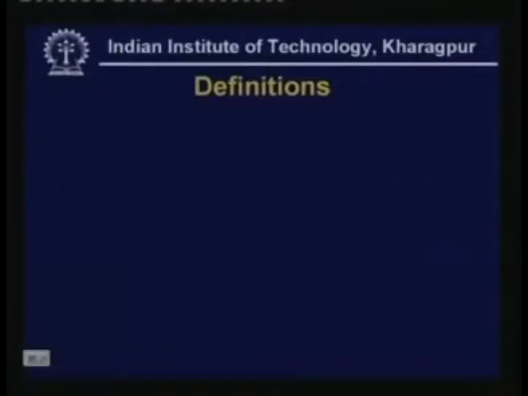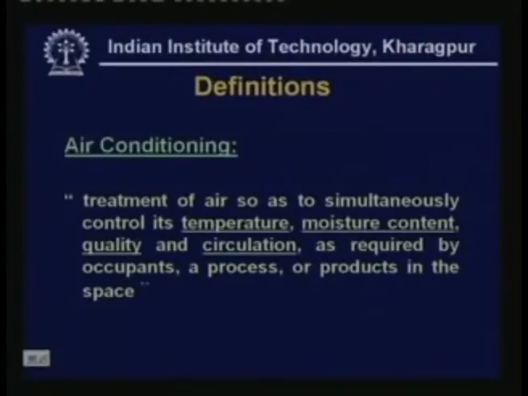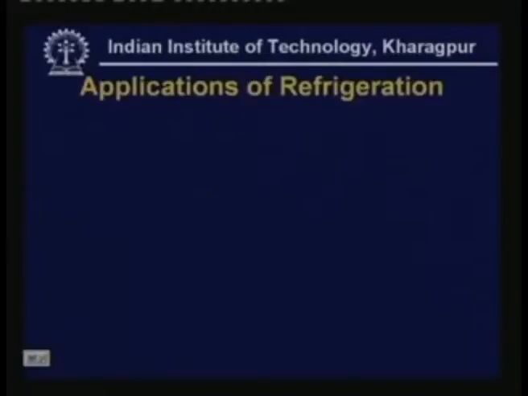Now let us define air conditioning. Air conditioning refers to the treatment of air so as to simultaneously control its temperature, moisture content, quality and circulation. So why do we want to do this? We want to do this because this is required for occupants' thermal comfort, and it's required for a process or products in the space.